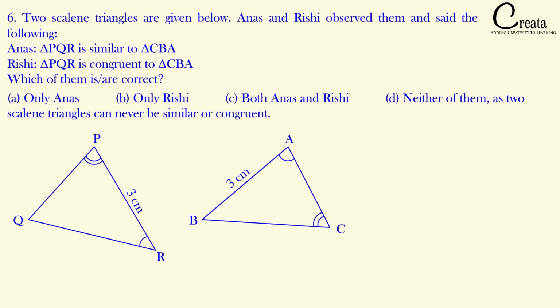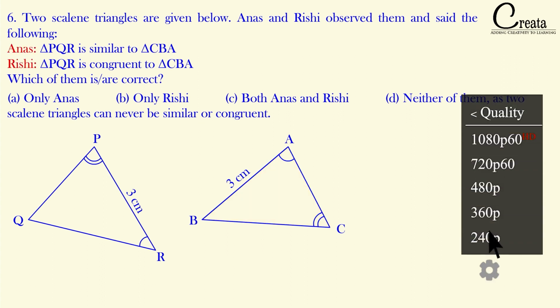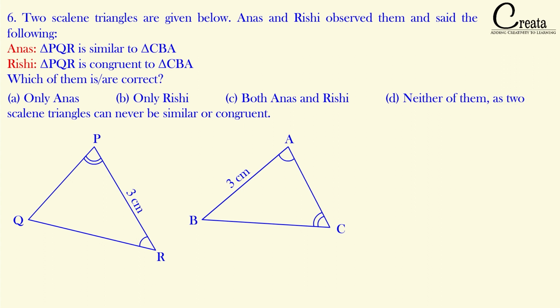In this question, two triangles are given, PQR and ABC. Anas and Rishi, two friends, are observing these two triangles. Anas is saying triangle PQR is similar to triangle CBA, and Rishi is saying triangle PQR is congruent to triangle CBA. Note that it is not given as triangle ABC, it is given as CBA. The sequence of the vertices matters in similarity and congruence.